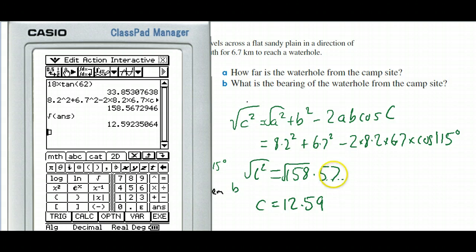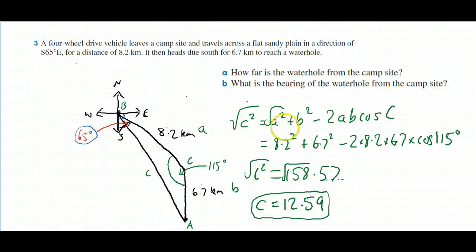And notice how it's important, if I'd rounded off that previous answer, 158.57, and then taken the square root, this answer could have been slightly different. So it's very important when you're putting values into a calculator, put the whole thing in. Put the whole 158 point something into the square root, and you'll get a more accurate final answer. So don't round off early in your answer. Okay, so that's that one done.